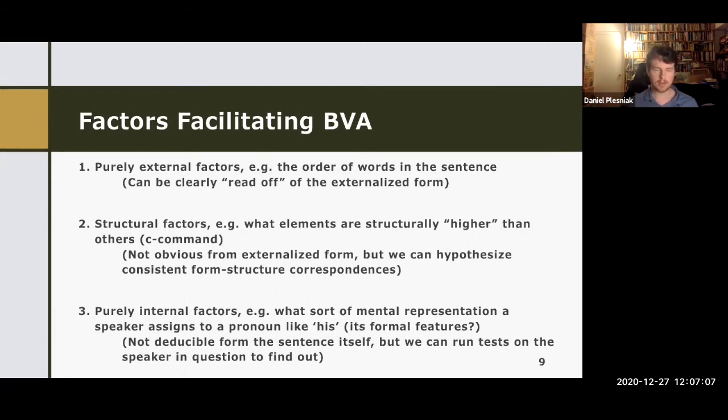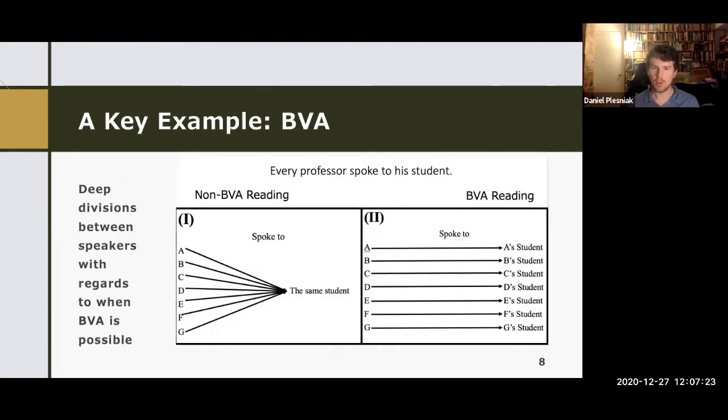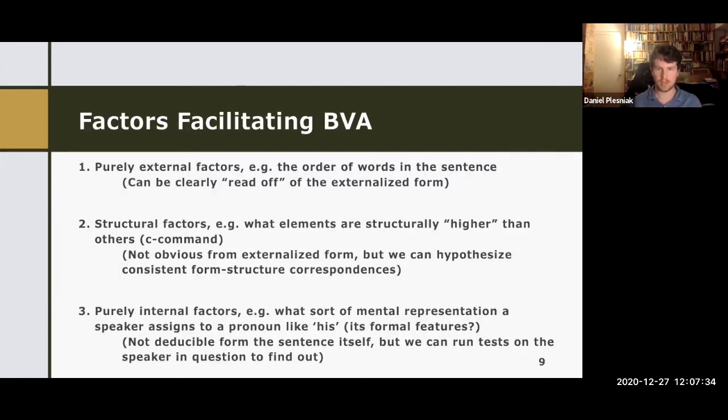Another type of factor, the one we're most interested in, is these structural factors. Which elements are structurally higher than others? And this is C-command. I say "structurally higher" just for those, especially some of whom I've invited, who may not know the term C-command. But if we hypothesize that one of these elements sits in a position that asymmetrically commands the other in the structure, that's also been said to be able to facilitate BVA readings.